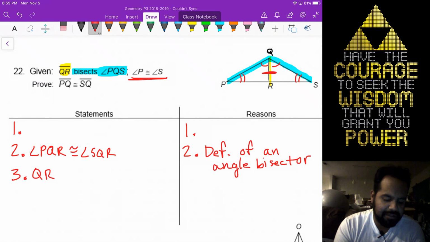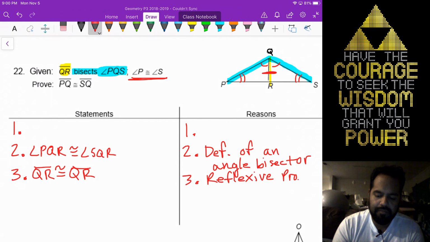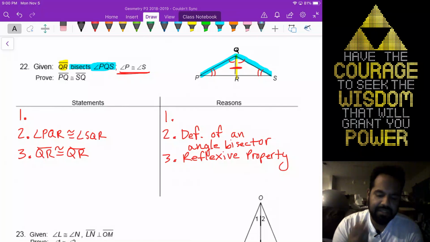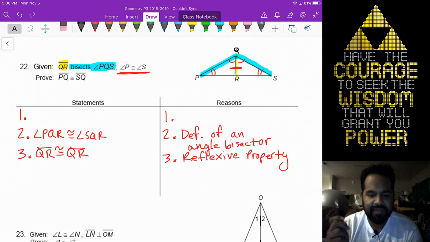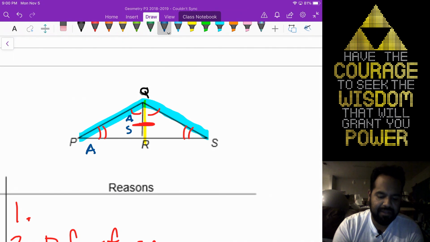QR is congruent to QR. Why is that? The reflexive property. All right, so let's see here. We've marked the angle. We've marked the side. We were already given the other angle. I believe we have all the information we need. We have an angle, angle, side, angle, angle, side.